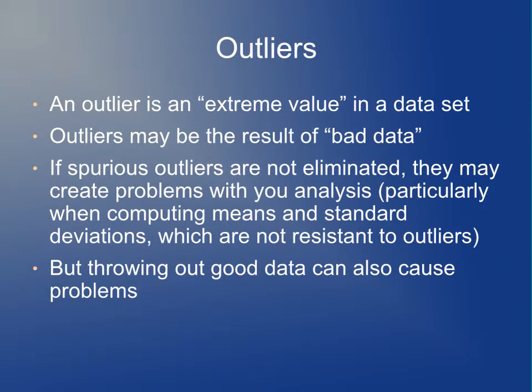If you're not familiar with the term, an outlier is an extreme value, an unusual value in a data set, and the main reason we care about them is they may represent bad data. If there's bad data in your data set and you don't get rid of it, it'll cause problems with your analysis because summary statistics like mean and standard deviation are not resistant to outliers, as I mentioned in an earlier discussion. But you can also get biased results if you throw out good data.